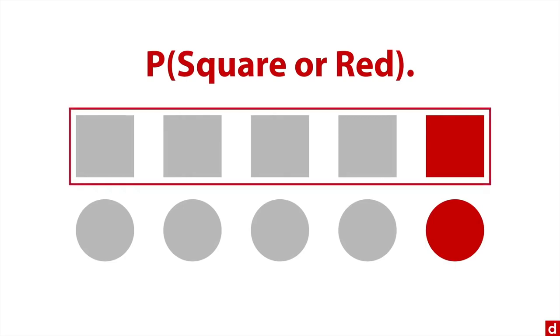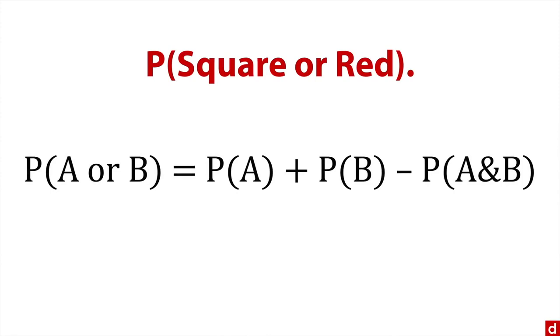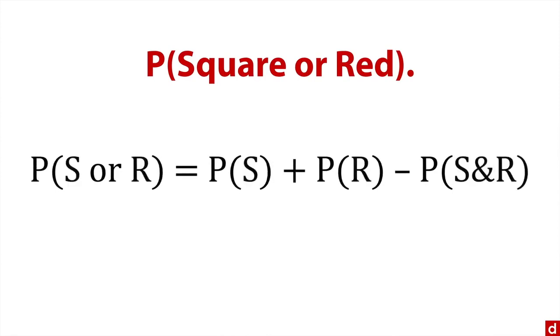Well, here's our squares on top. 5 out of the 10 are squares. And over here on the right, we have 2 red shapes, 2 out of 10. So let's go back to our formula here and change the A and the B to S and R for square and red. Now we can start this way.